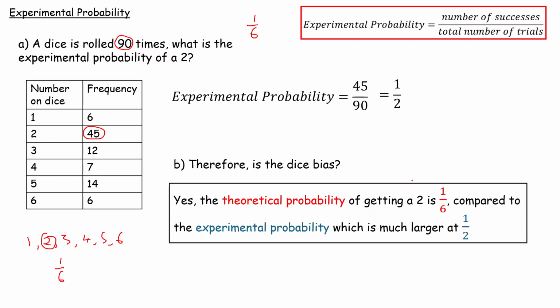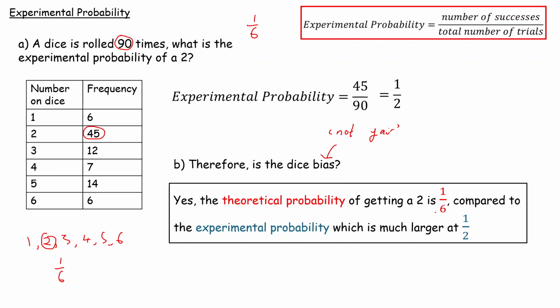But in the experiments, the experimental probability is much larger, at a half. 1/2 is much bigger than 1/6. Okay, so we can say yes, but bias means not fair. If we don't know what that means, that word means not fair. So I would say that the dice is biased because 1/2 is much bigger than a 6th.